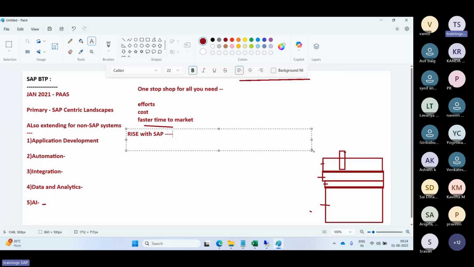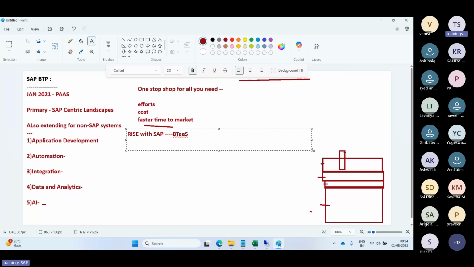Rise with SAP is like a business transformation as a service concept. It bundles everything the company needs to move to the cloud. It runs on the S/4 cloud in a simplified, subscription based model. So then why does BTP come into the picture here?